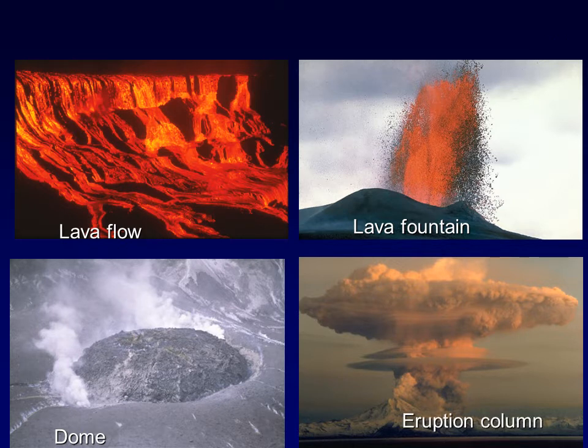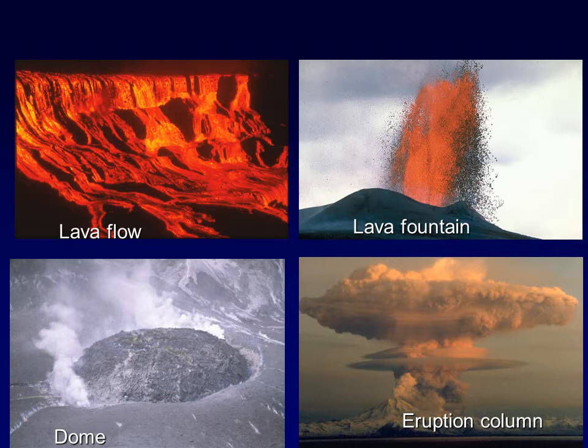And the last one here is the eruption column. This is a big eruption of ash, gas, and volcanic matter that gets shot high into the atmosphere.